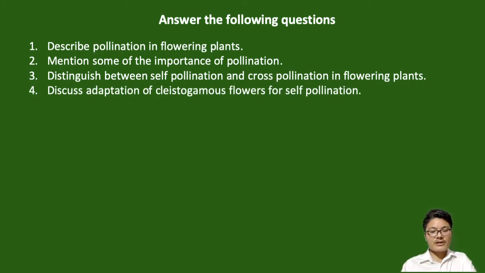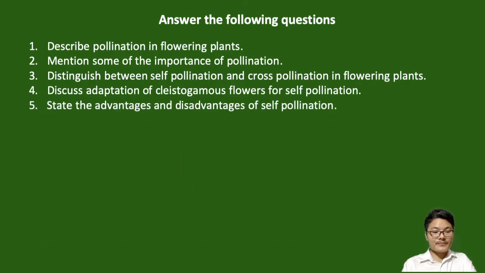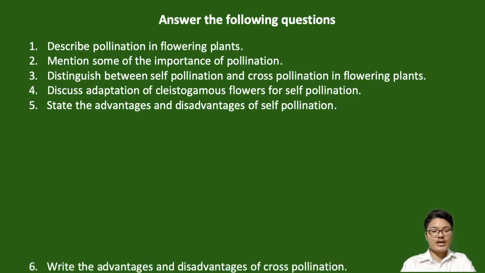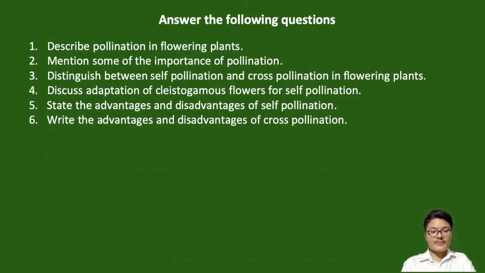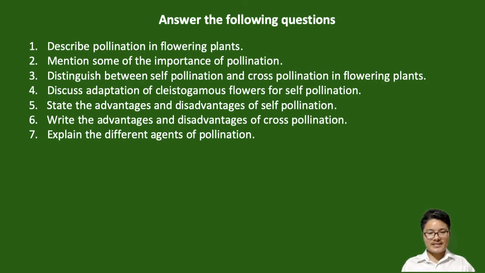You have to discuss the adaptation of cleistogamous flowers for self-pollination. You also have to state the advantages and disadvantages of self-pollination. The sixth question demands you to write advantages and disadvantages of cross-pollination, and the last question, the seventh question, needs you to explain different agents of pollination.